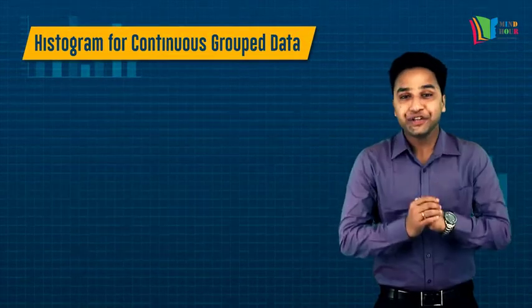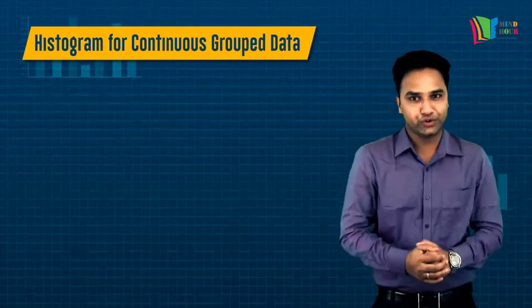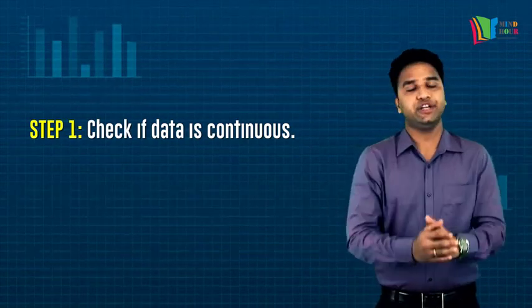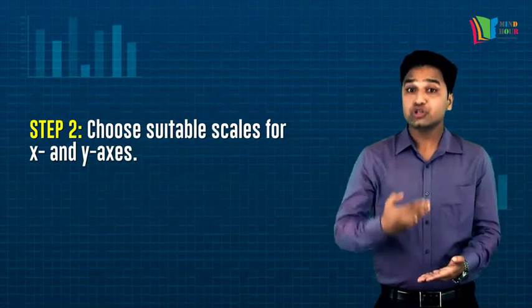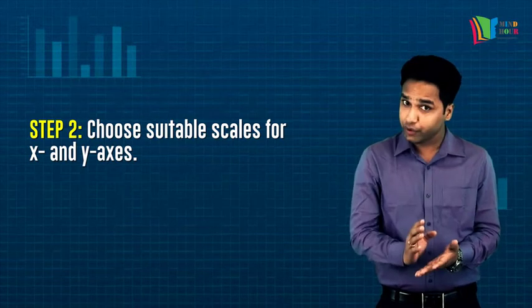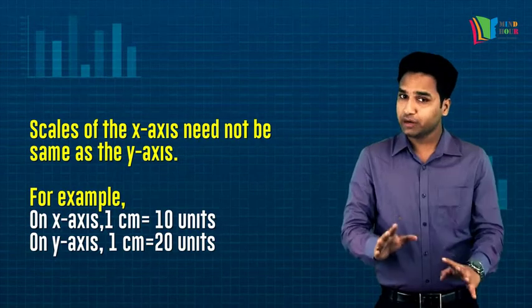The example we just showed was for continuous group data. Let us now see how to draw a histogram. Like any other mathematical problem, we need to follow a few steps to draw a histogram. When the data is given to us, we first check if it is continuous. Next, we choose suitable scales to mark the class interval on the x-axis and frequencies on the y-axis. Students, please do keep in mind that the scales for the x-axis and y-axis need not be the same.